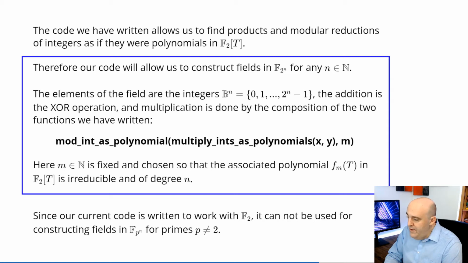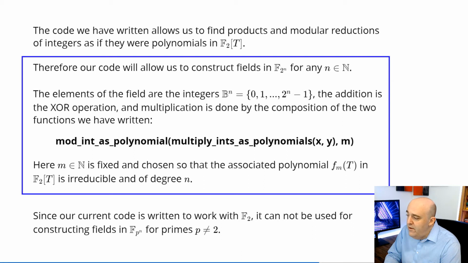We're going to multiply the polynomials and then mod down by m. And what is m here? We have to choose it so that the associated polynomial is irreducible and of degree n. And then we get a field structure on the set of integers from 0 to 2 to the n minus 1. In other words, the sequences of n bits, which has a different multiplication than we're used to.